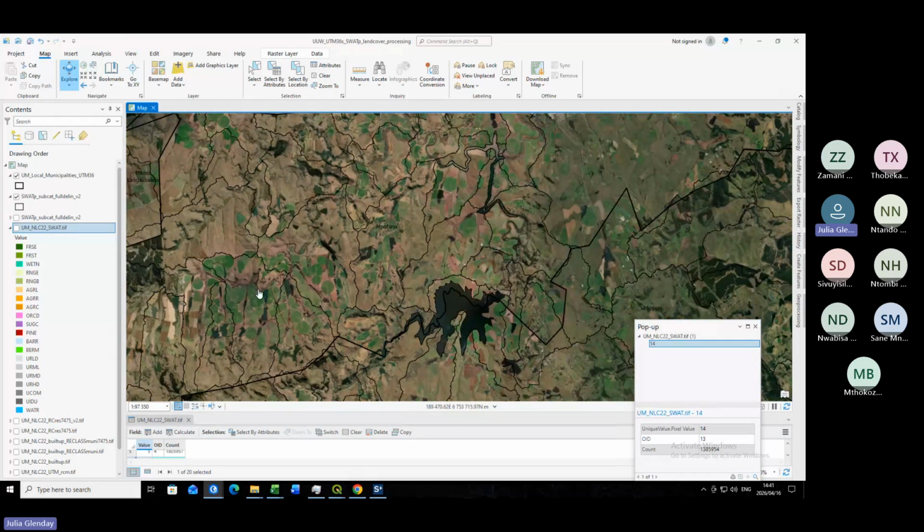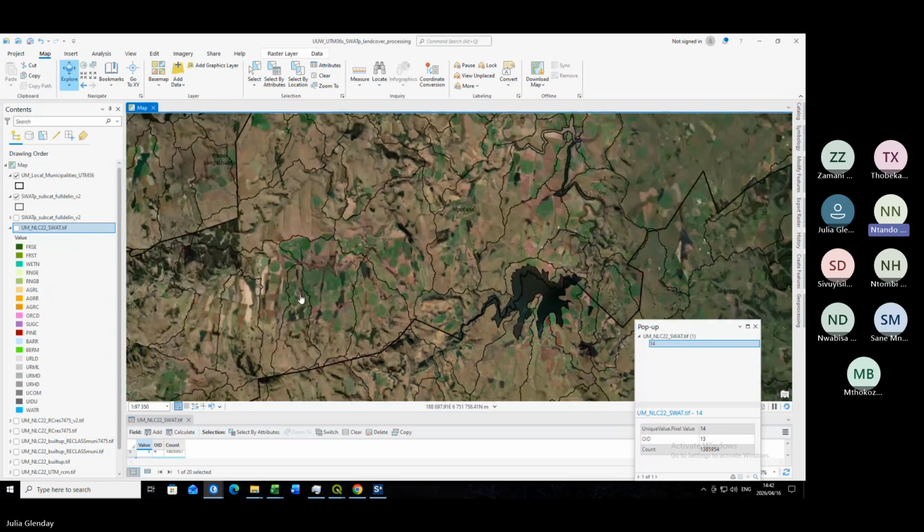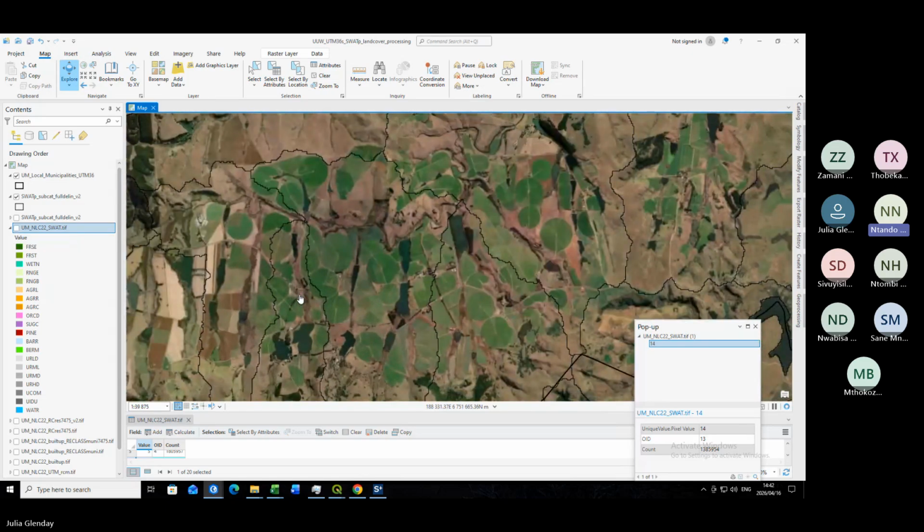Does anybody have ideas there? Zamani, sorry, Julia. Can you hear me? Yes, I can hear you now. So we're having a small discussion here. We're also thinking that some of the areas upstream of Midmar may be irrigated pasture. Maybe I'm not sure if you've mapped that in some of your classification.